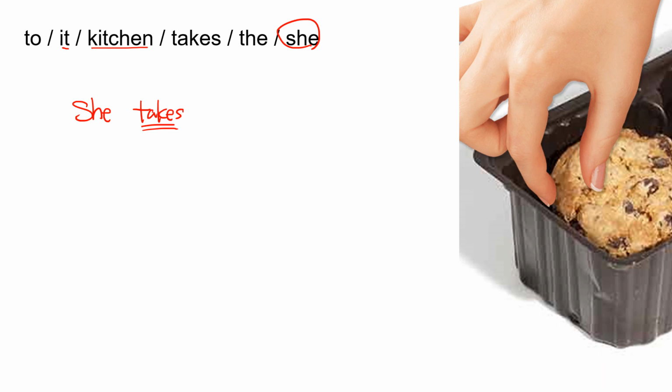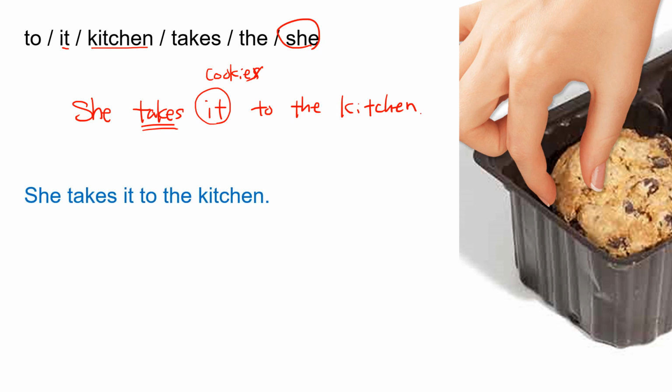But look at this. If you put she takes kitchen or she takes it, it is going to be better. She takes it. This is a cookie, a broken cookie. Okay, right? She takes it where? To the kitchen. Kitchen. She takes it to the kitchen.